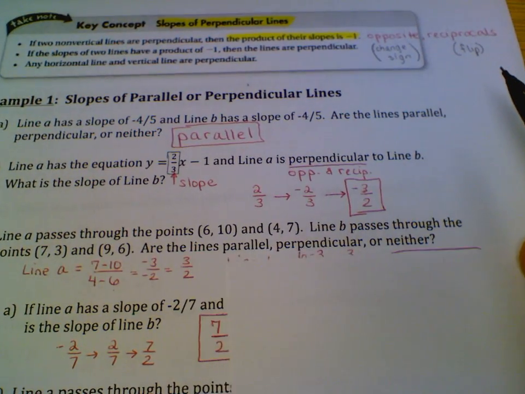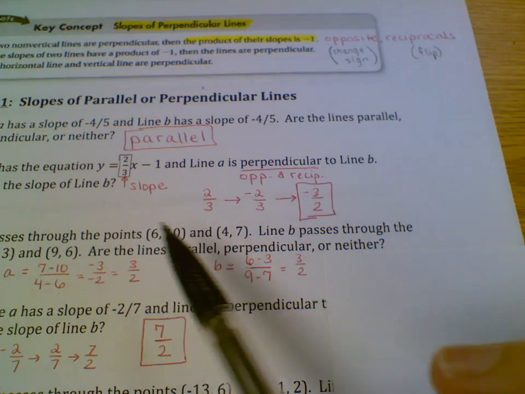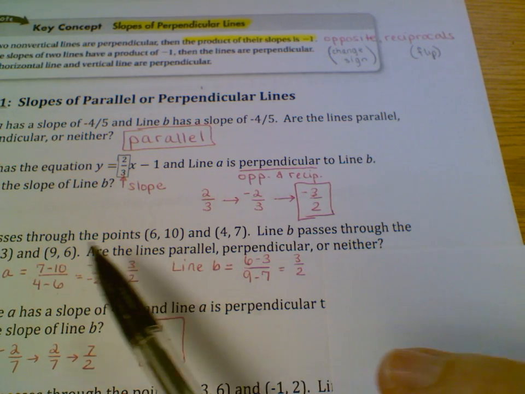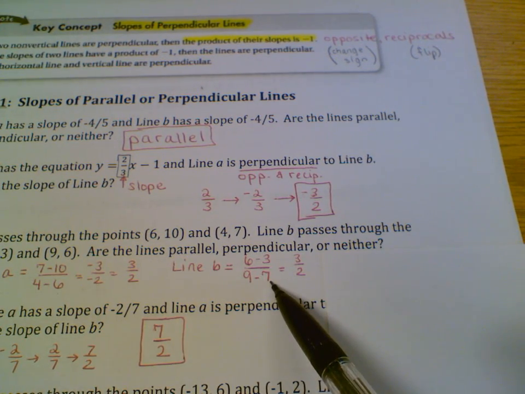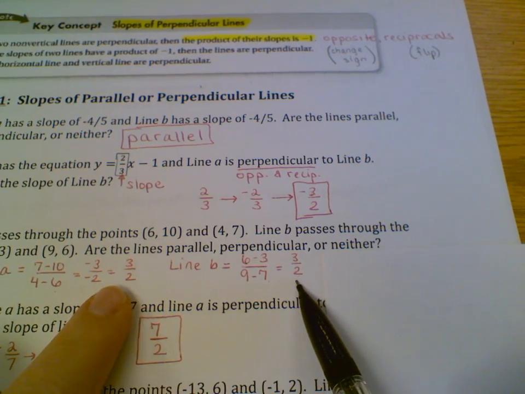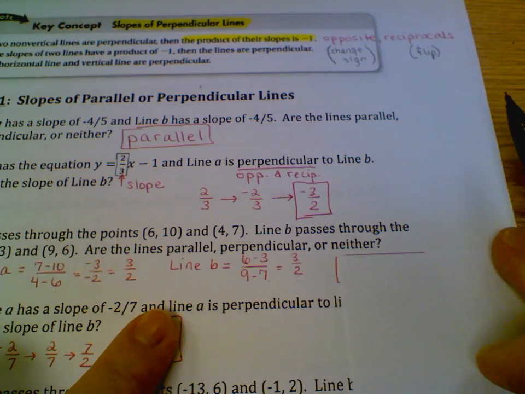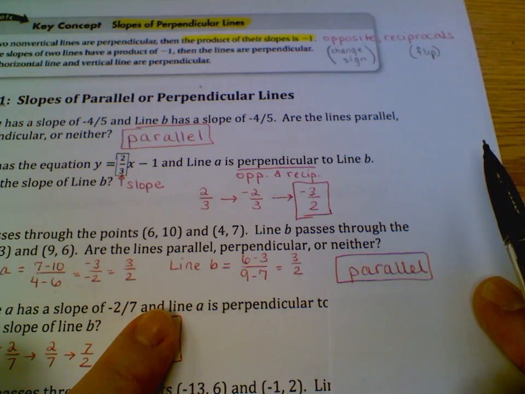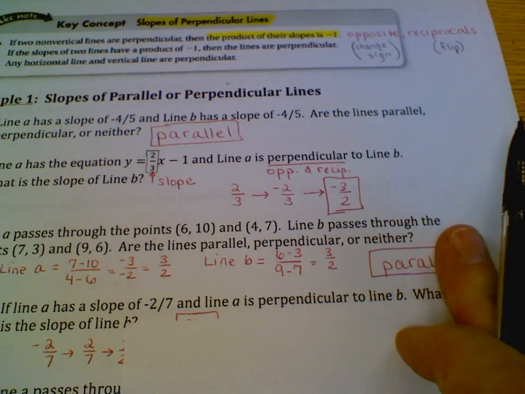Then I found the slope for line B. I did 6 minus 3 on top. On the bottom, I did 9 minus 7. So then I got a positive 3/2. Noticing that these are the same number, therefore my lines are parallel. Pause the video and try the got it questions.